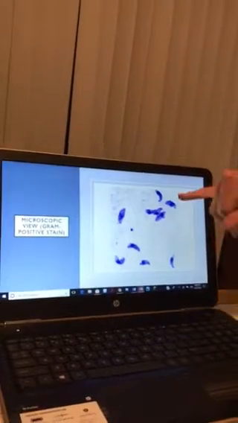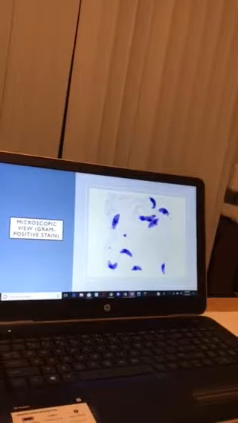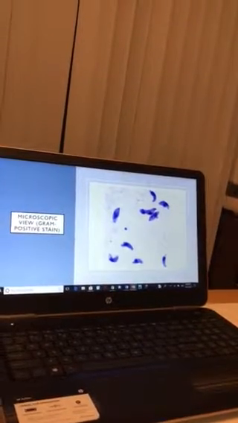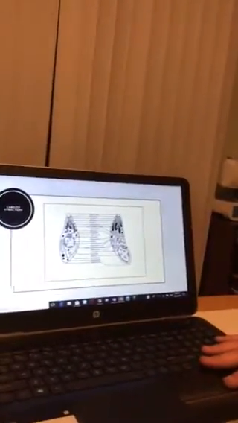Right here, what we're looking at is a microscopic view. It is a gram-positive stain. Obviously you can see that because it's purple when stained with crystal violet, and it stays like that. That also means that it has a very thick peptidoglycan wall. Here is a basic structure layout.